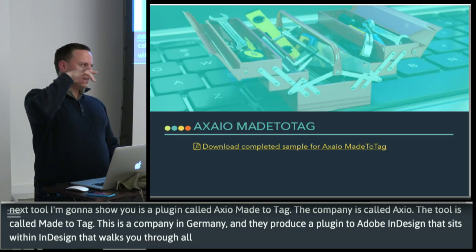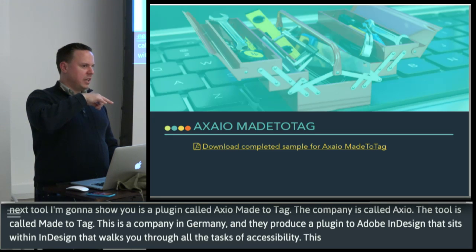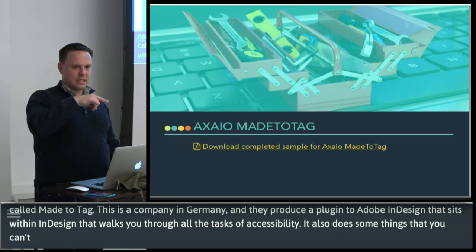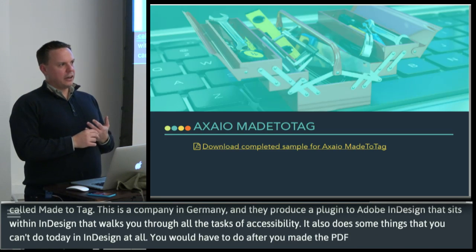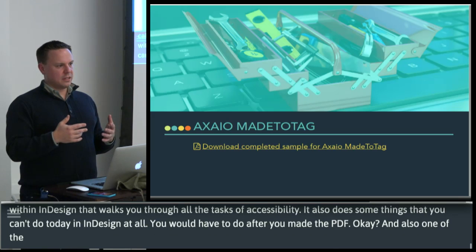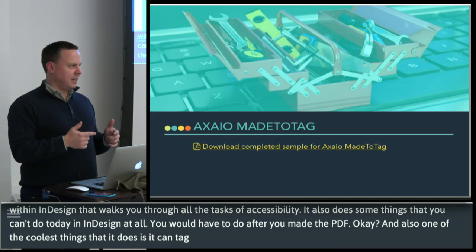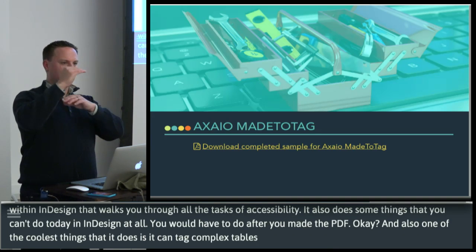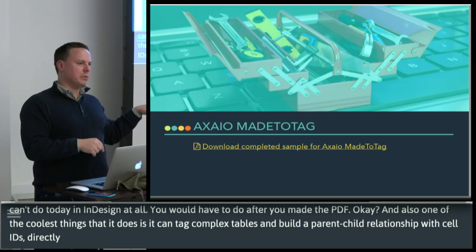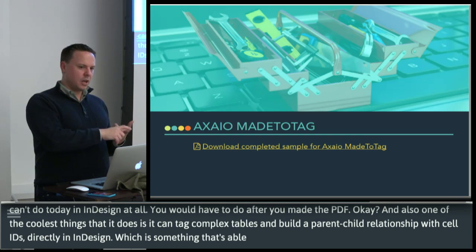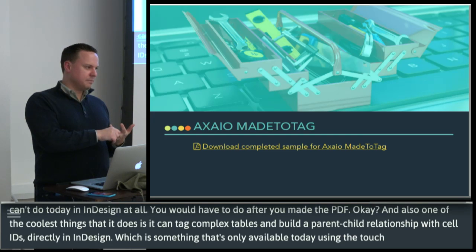It also does some things that you can't do today in InDesign at all, that you would have to do after you made the PDF. Okay? And also, one of the coolest things that it does is it can tag complex tables and build a parent-child relationship with cell IDs directly in InDesign, which is something that's only available today using the touch-up reading order tool or using a tool like Common Look.